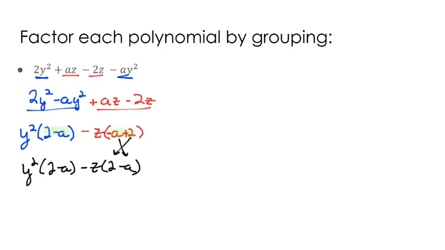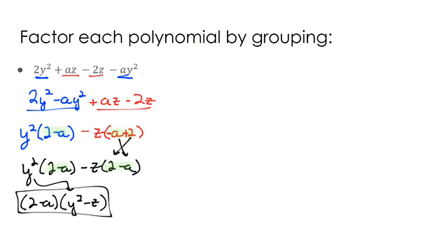And now we're here, and what's great is by doing that little bit of algebraic manipulation, we now have a common factor that I can factor out to the front, and then we're still left with our y squared minus z. And this would be our factored form of this polynomial.